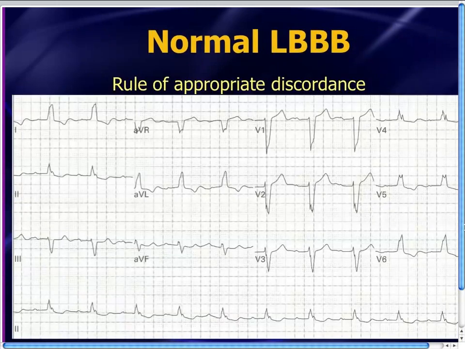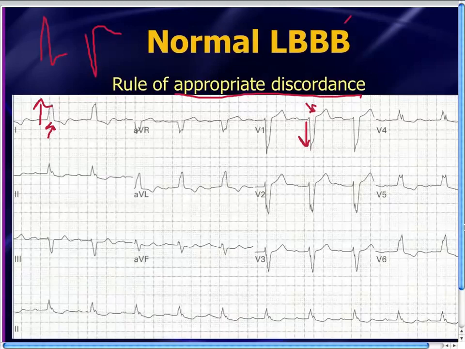So first of all, let's talk about what a normal left bundle branch block pattern ought to look like. This is a normal left bundle, and we talk about this thing called the rule of appropriate discordance. What that means is that every time the QRS complex primarily goes upwards, the J point or ST segment elevation should be a little bit below the baseline. And every time the QRS primarily goes downwards, the J point or ST segment should be a little bit above the baseline. I know my drawing's not all that good, but if you take a look at any of the 12 leads, QRS complex goes up, and so the J point is a little bit below the baseline. QRS complex goes down, and so the J point or ST segment is a little bit above the baseline.